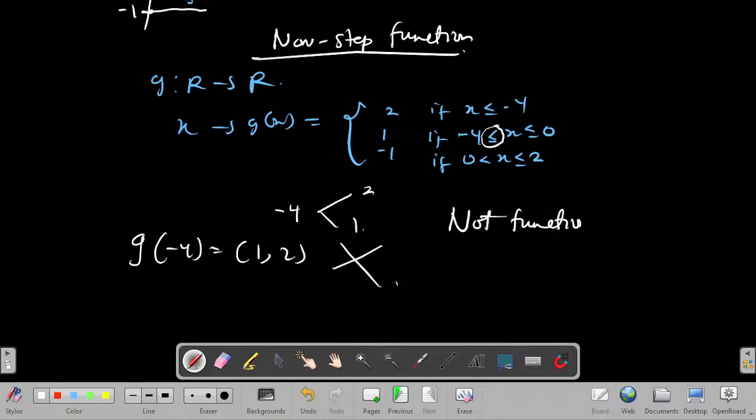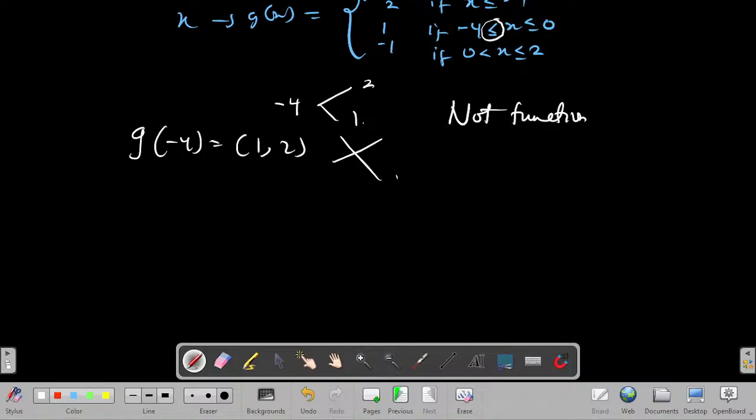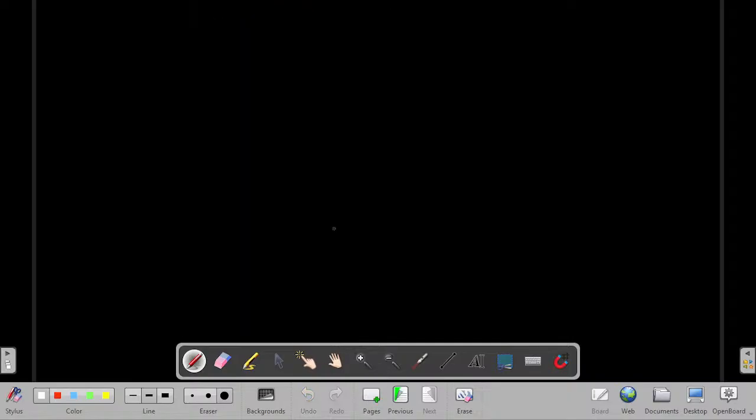So whenever they give you this, you may be tempted to go straight to solving, and please you realize that it's actually not a function, and everything you're doing is wasted. Good. Let's move to the next type of function. So I move to the next page, and I have my next type of function called the piecewise function.